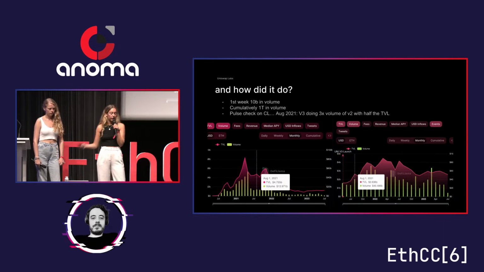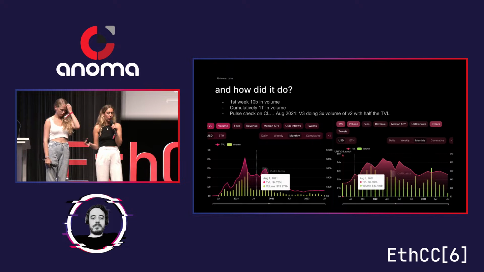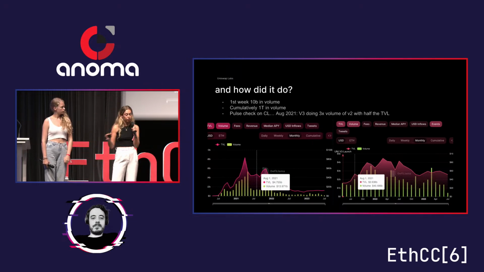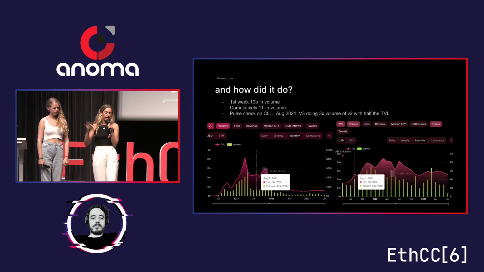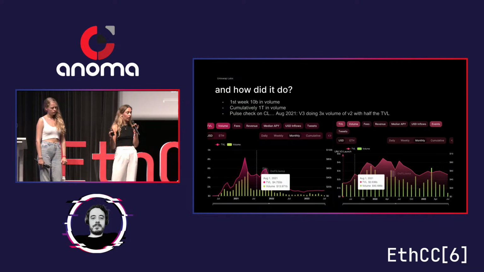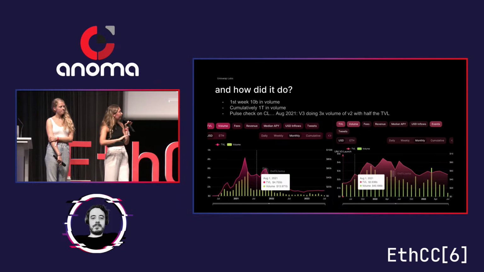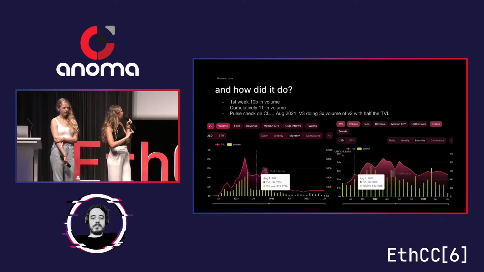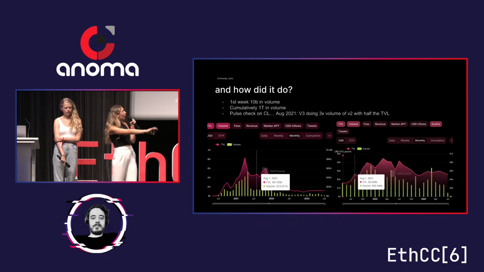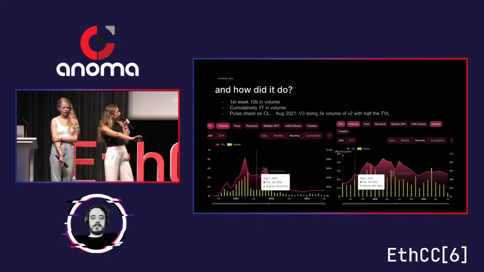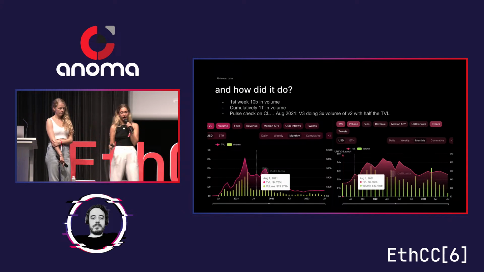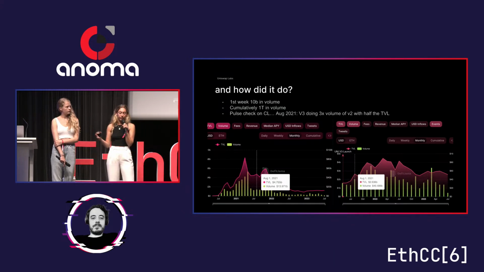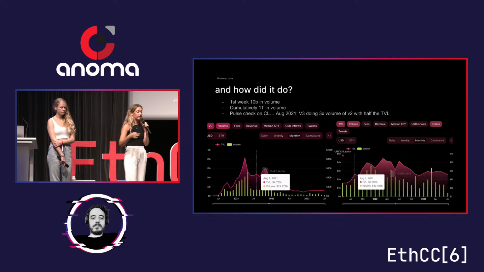And how did Uniswap v3 do? Also really well. In the first week, there was 10 billion in volume, and cumulatively around 1 trillion in volume. Just to give a quick pulse check on the power of concentrated liquidity, on the left we see a snapshot of TVL and volume on V2. On the right is V3. Even just a few months after liquidity had migrated, V3 is doing triple the volume of V2 with half the TVL. So really powerful expressiveness that also gave swappers some price improvement.